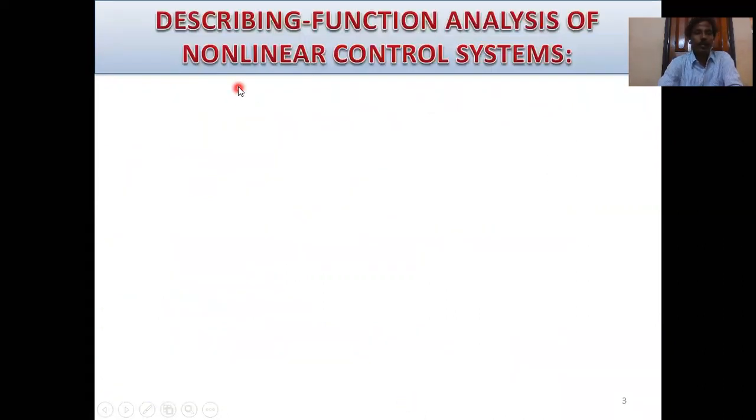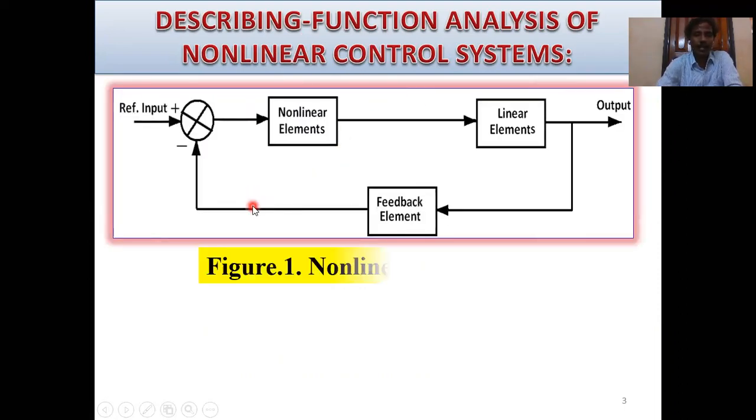So, describing function analysis of nonlinear control systems. This is the basic block diagram for describing function analysis. In this section, this is the reference input, and the input to the nonlinear element is always sinusoidal. That means this signal is always sinusoidal. And this is the comparator, and this is the nonlinear element, like saturation, dead zone, hysteresis, backlash, on-off relay, any type of nonlinear element. And this is the nonlinear output, and this is the linear element.